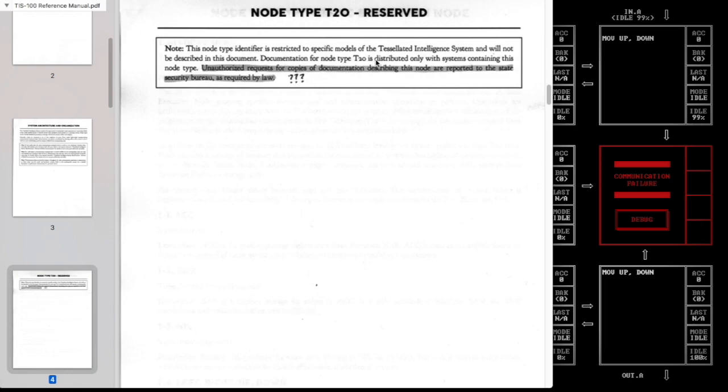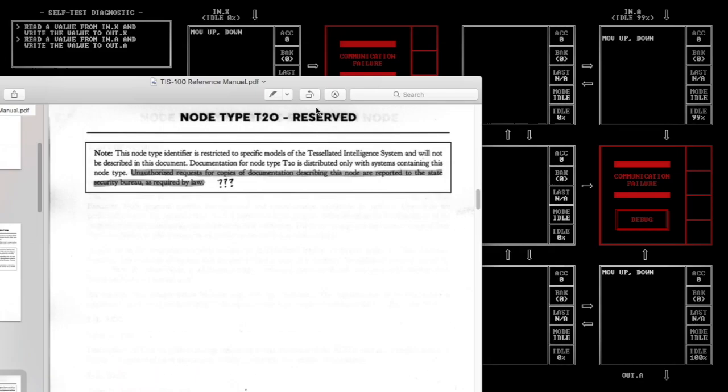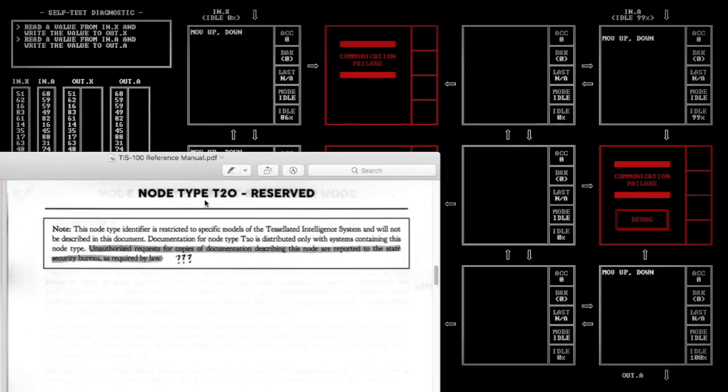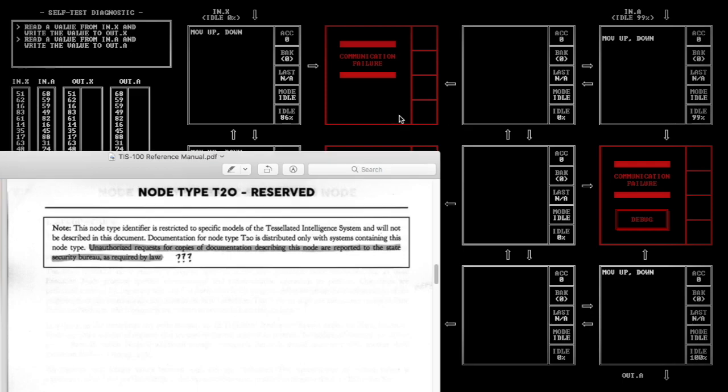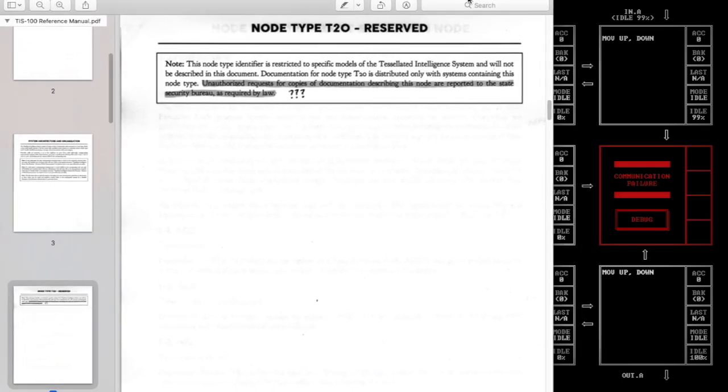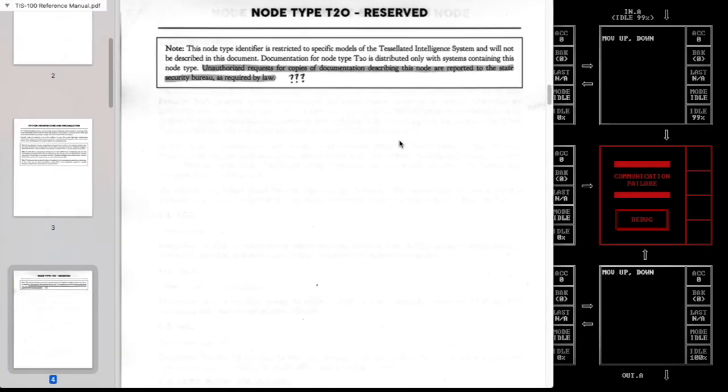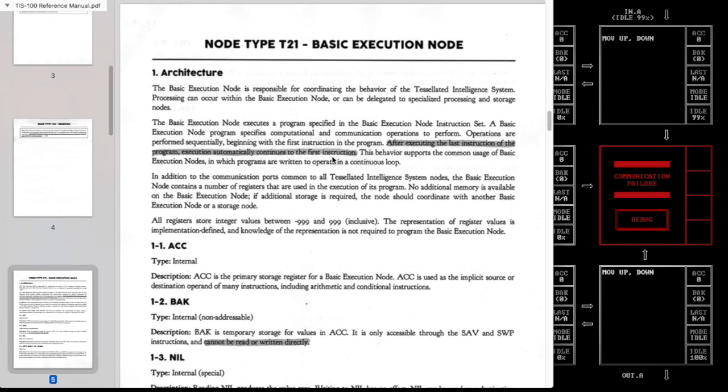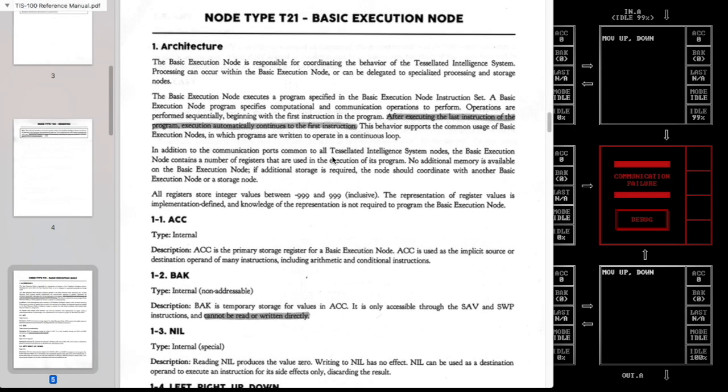Okay, so basically what it's saying is state security bureau. So somehow the state is doing secret intel, not even the federal government. I have no idea. So basically there's a type of node called T20 and it's like top secret or whatever. I guess they're just making it look realistic, but also interesting.